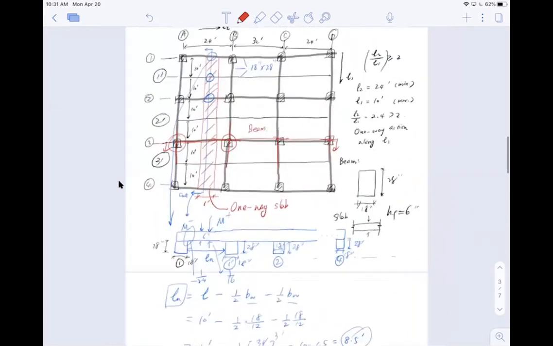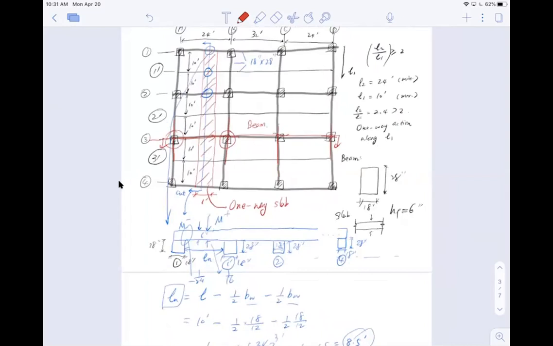So that's probably it to end about one-way slab. Any other questions about it before we move on? Okay, if it's quiet and silent. Oh, I got a question.